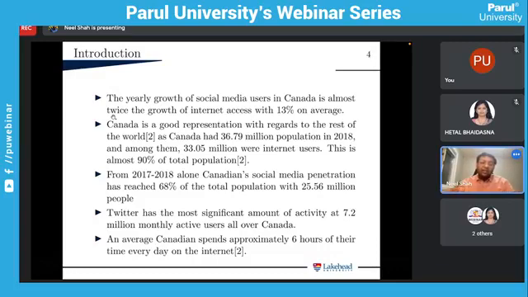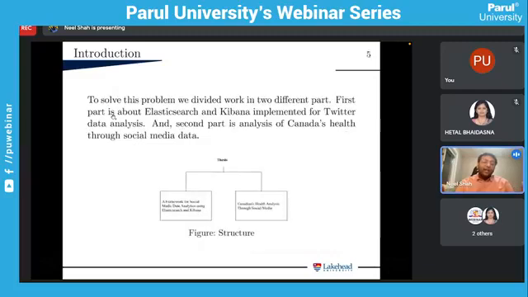The average Canadian spends approximately 6 hours of their daytime on the internet. So that is where the real goal comes in. It means that users share their activity, what they are doing in real life, on social media. So basically, they are saying what they are doing, what their activity is, what they may like about the food, what they may not like about the food, that they went to restaurants, or many other types of things.